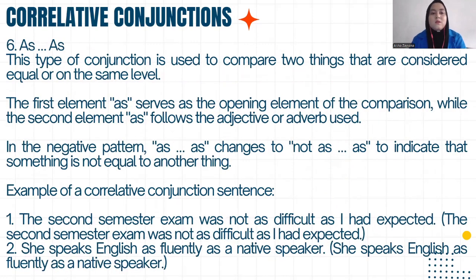And the last one is as as. This type of conjunction is used to compare two things that are considered equal or on the same level. The first as serves as the opening element of the comparison, while the second as follows the adjective or adverb used. In the negative pattern, as as changes to not as as to indicate that something is not equal to another thing.